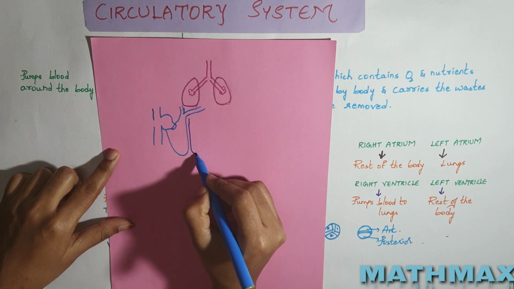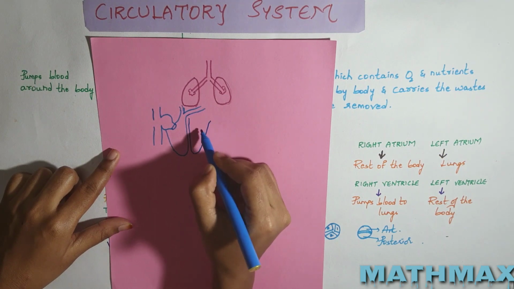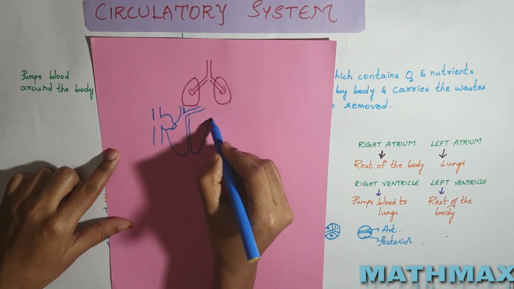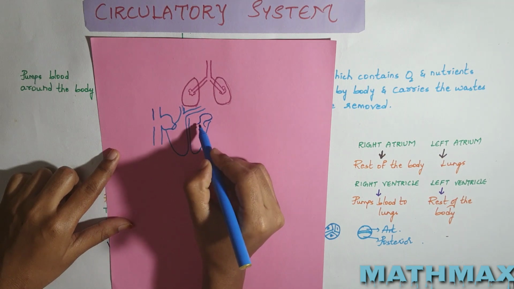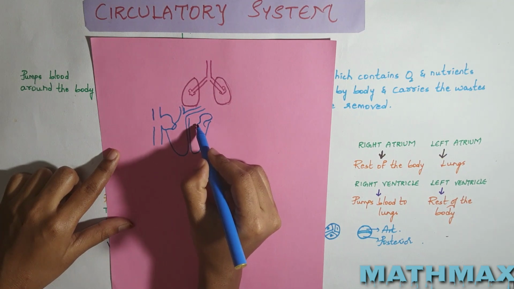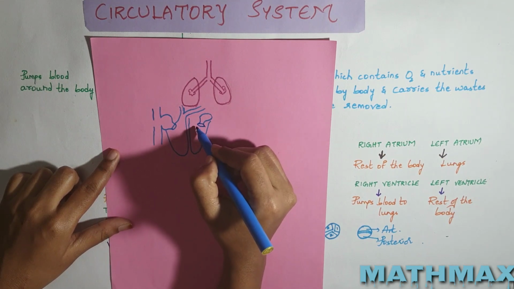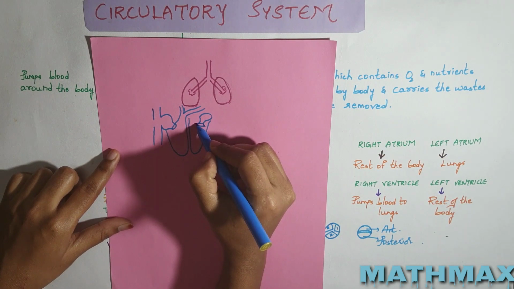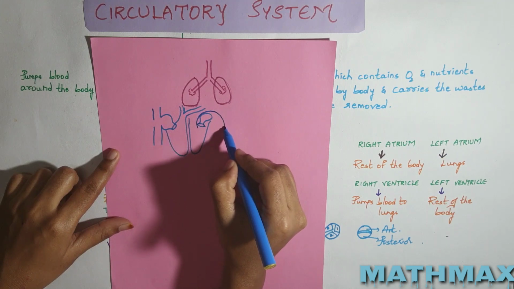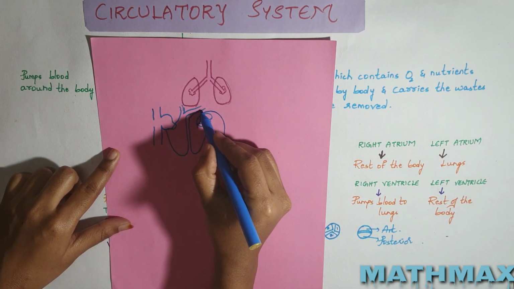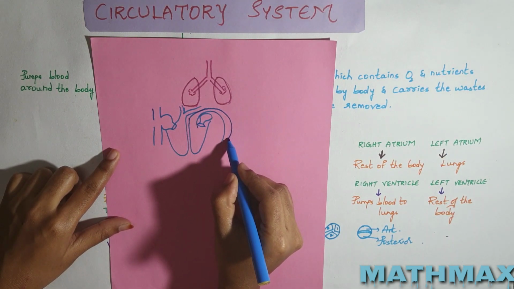Consider this as left ventricle, left atrium. The valve present in between left atrium and left ventricle is mitral valve or the bicuspid valve. From the right ventricle, aorta arises, which is the largest artery.